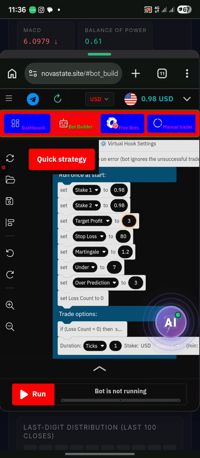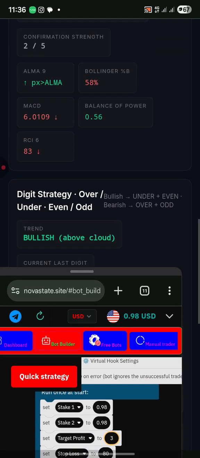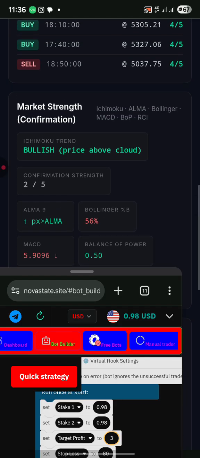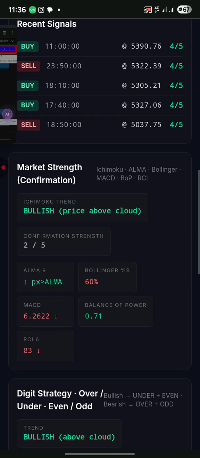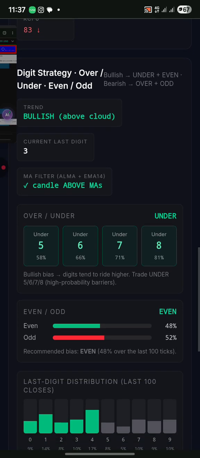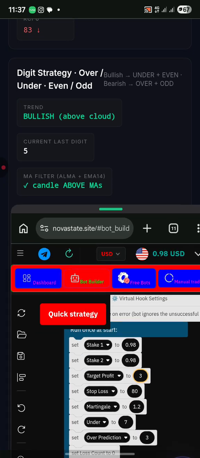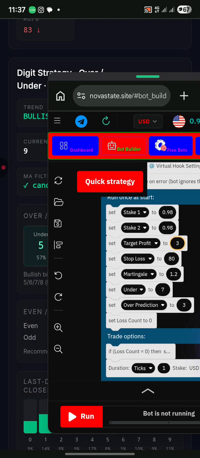So it's still bullish. The balance of power has already reduced. That means the market is trying to sell. That's why we are going on losses. So let's wait. 9, 5, 9, 7, 6, 7, 9.